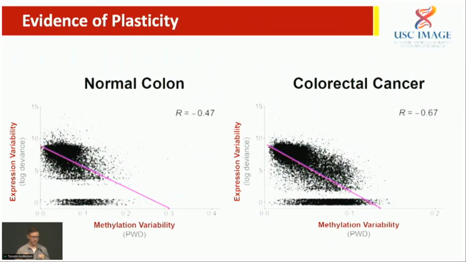And basically what we found is this really strong negative correlation between methylation variability and expression variability. So this is definitely not what you would expect under a remodeling paradigm. The genes that have the lowest amount of methylation variability are the ones that had the highest amount of expression variability. So we saw that genes were changing their level of expression without any corresponding change in the level of methylation.